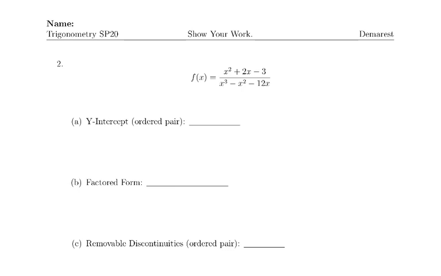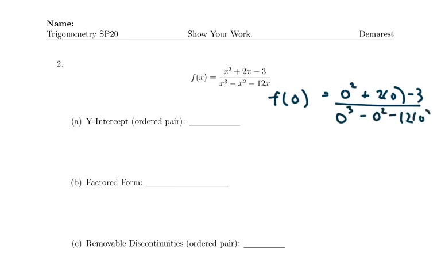So to find the y-intercept, we plug in 0 for x. We'll get 0 squared plus 2 times 0 minus 3 over 0 cubed minus 0 squared minus 12 times 0. And that's actually going to give us negative 3 over 0. And we know we can't divide by 0, so that's undefined. So there actually is not a y-intercept on this graph. It does not ever cross the y-axis.